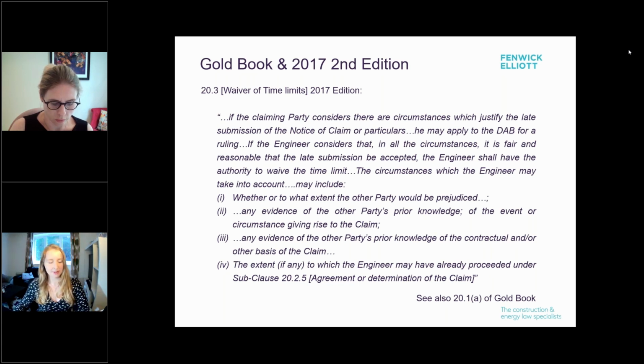Therefore, the operation of this potential loophole is still quite restrictive and should not be relied upon by anyone as a fail-safe. And as usual, the best bet is always timely notification of any potential claim.